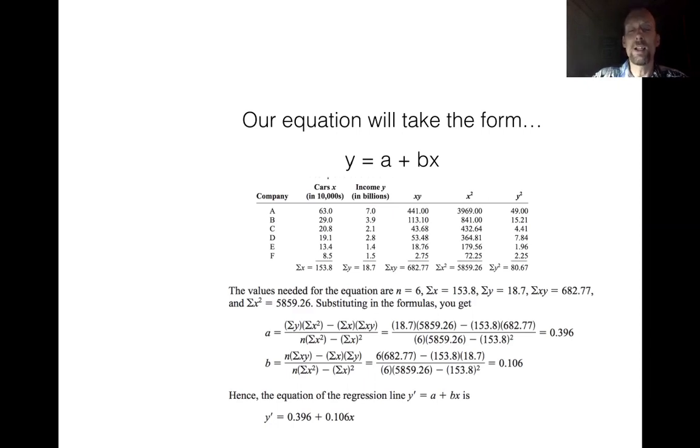And one other thing that we can do that's really cool with the line: notice how the coefficient of the x term is 0.106. What that means is if we increase the fleet of the cars by 1,000, we're going to expect an increase in revenue of about $0.106 billion. And this is going to be our summary for how we construct simple linear regression equations.